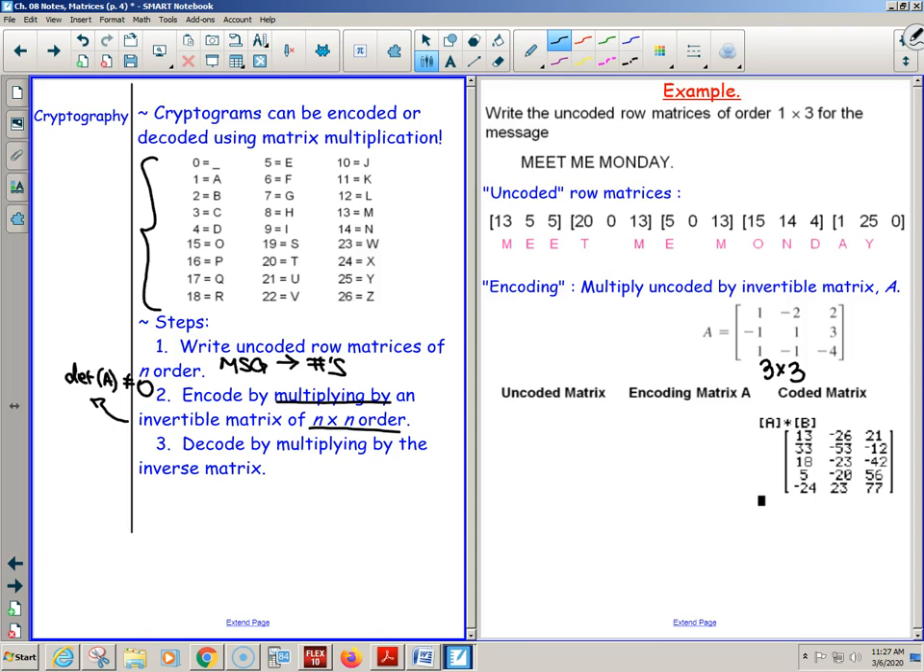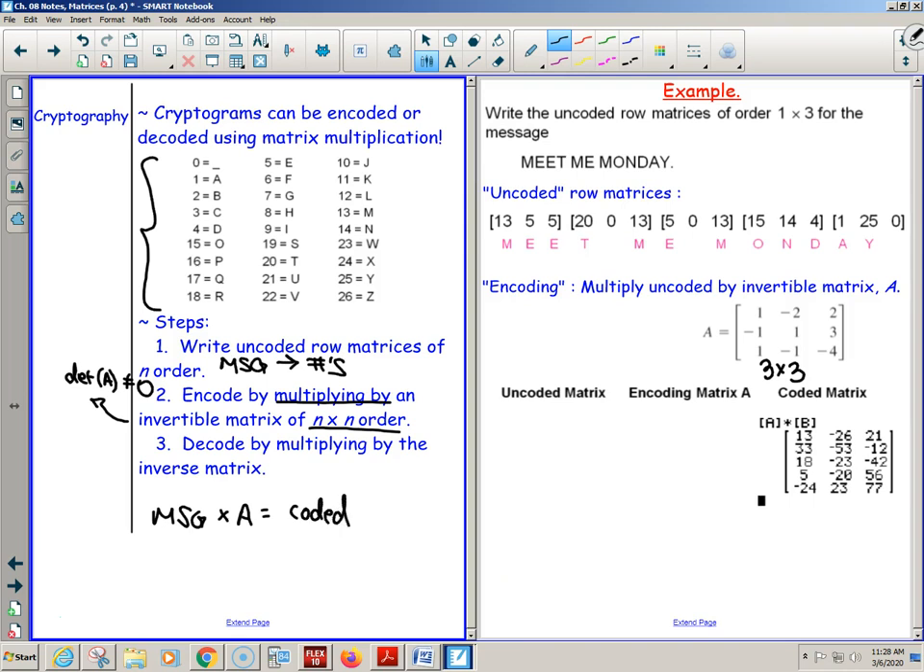So you're going to take your message and multiply your message by an A. Message, also MSG. Well, let's think about that. Message times A is equal to the encoded message, so the coded message.